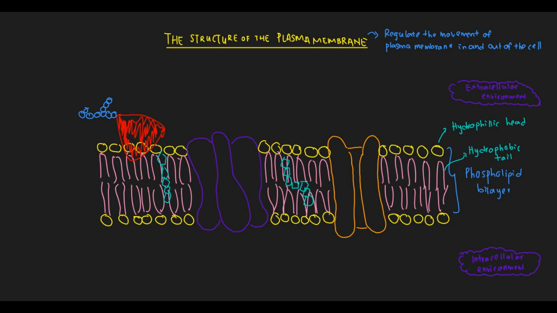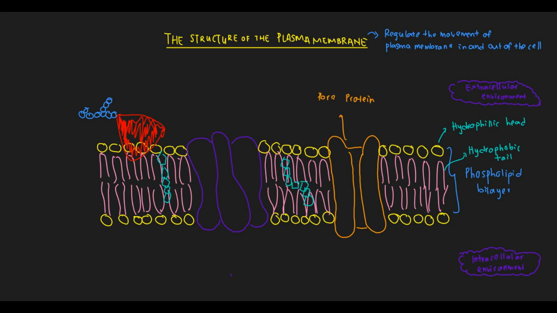And next we have the hydrophobic tail. The hydrophobic tail has hydrophobic characteristics, meaning that it repels water, it hates water. It is built from fatty acids and they are arranged to face each other in the phospholipid bilayer. And the next structure that we are going to look at is the pore protein. So this is the pore protein.